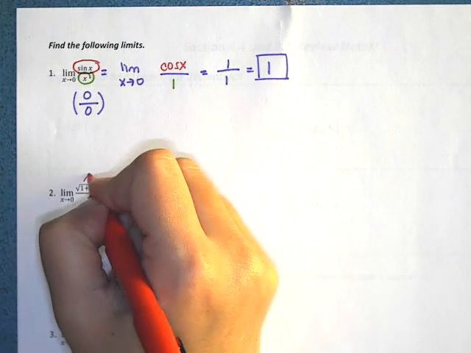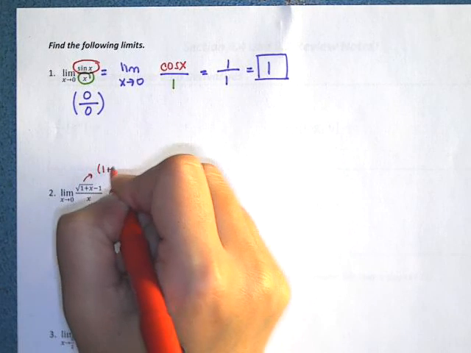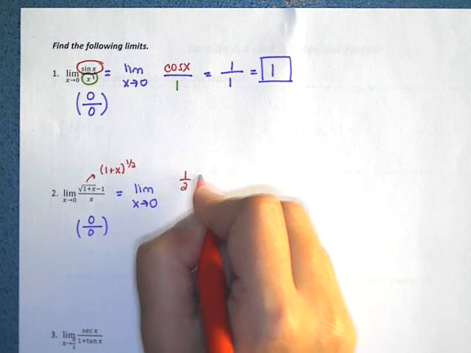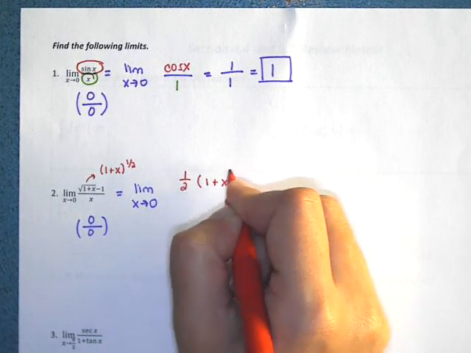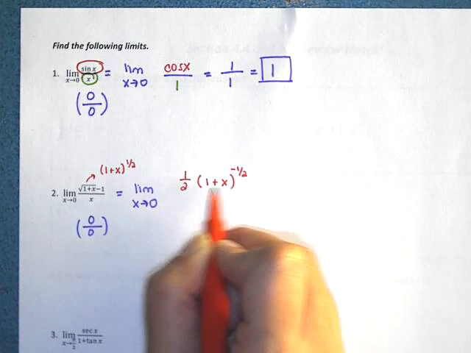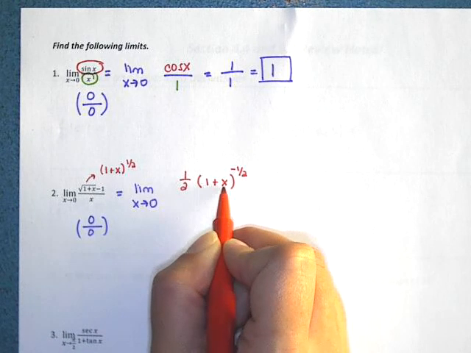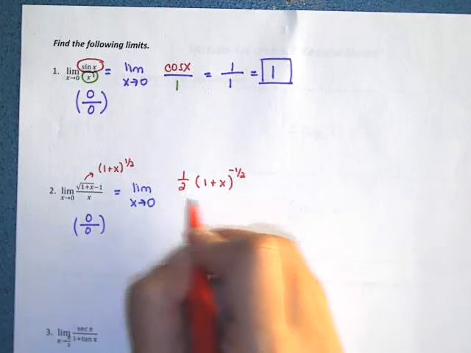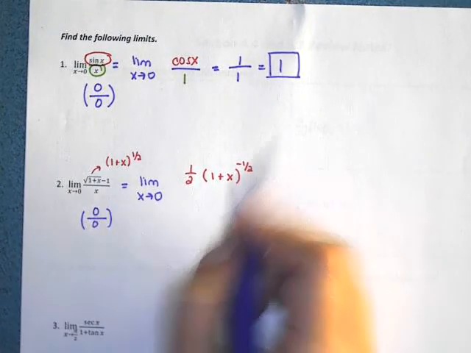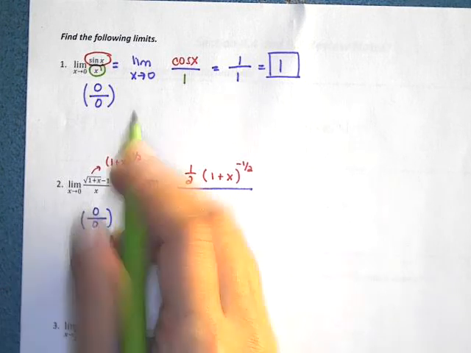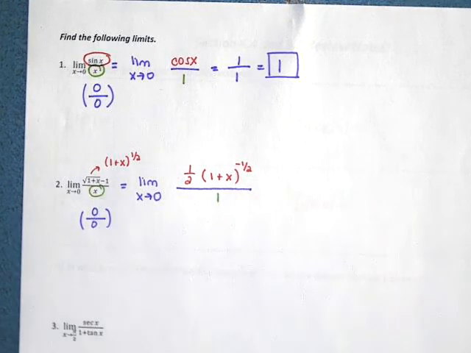I like to think about this as being 1 plus x to the 1/2 power. So the derivative would be 1/2 times 1 plus x to the negative 1/2 power. I would do chain rule, but the derivative of 1 is 0 and the derivative of x is 1. So there really isn't a chain rule to do here. And the derivative of this minus 1 from the original is just 0. So this is my final answer. The derivative of the bottom, the derivative of x, is 1.